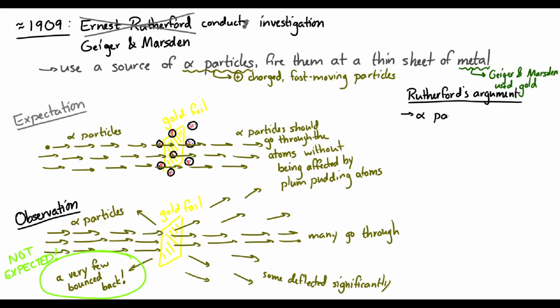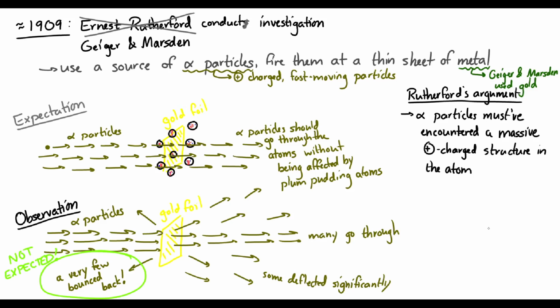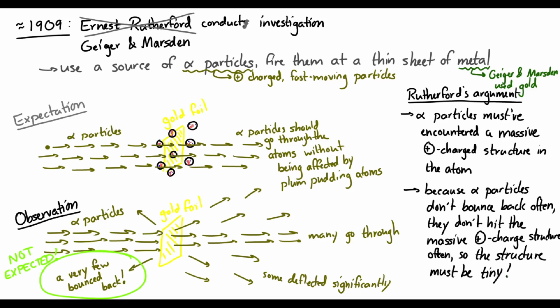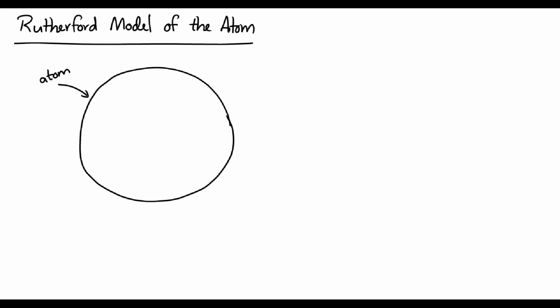Rutherford argued that in order to bounce back, the alpha particles must have encountered a relatively high mass, positively charged structure within the atom. And he argued that because those alpha particles didn't bounce back very often, they were only rarely hitting this high mass, positively charged structure. So this structure must be really, really tiny. So Rutherford developed the Rutherford model, and it was like this.